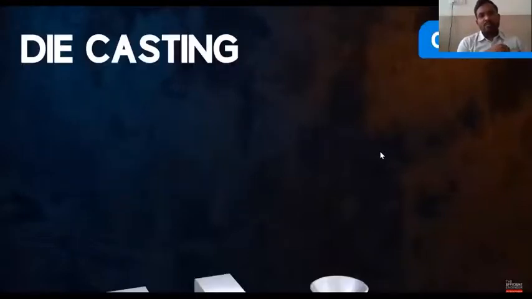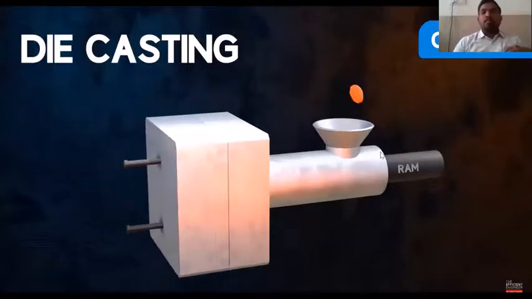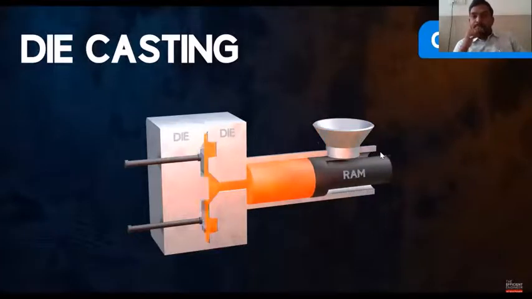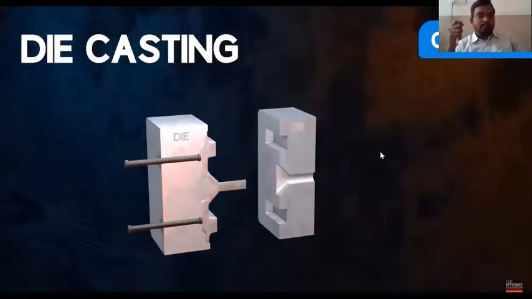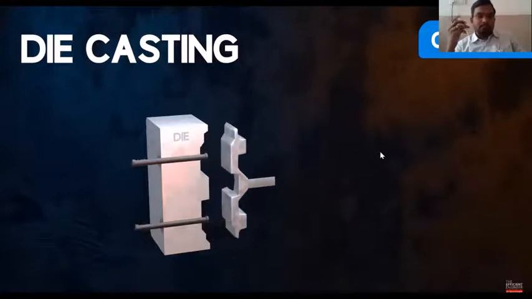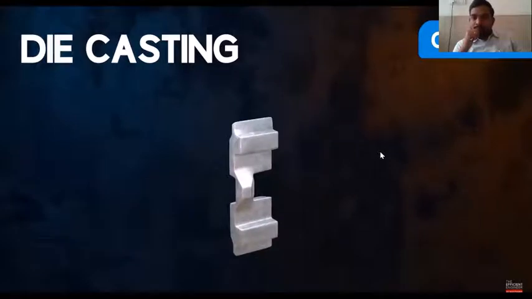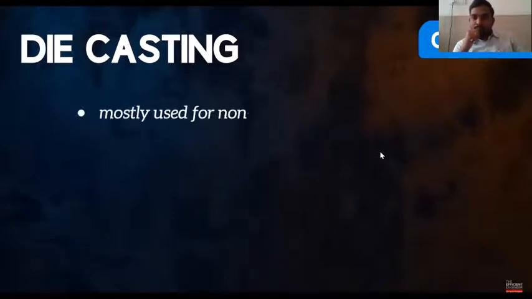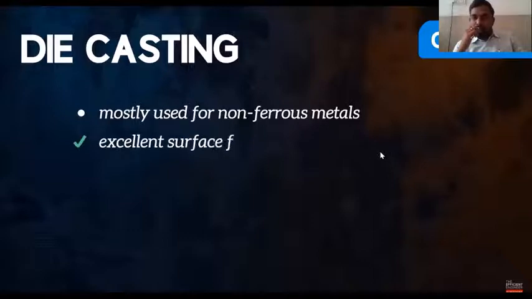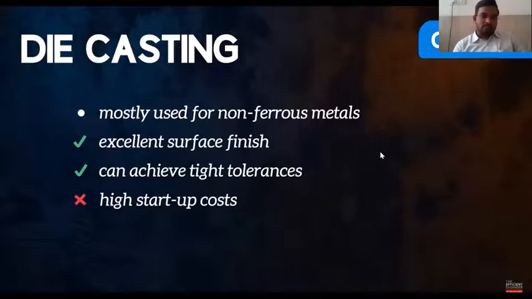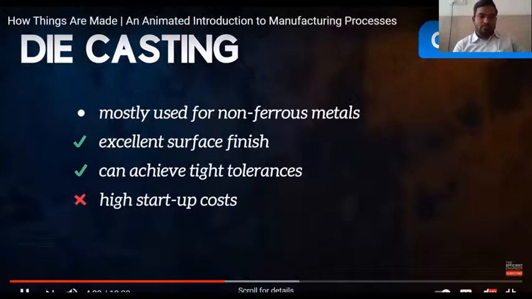In die casting, molten metal is forced into reusable metal dies at high pressure. Once the molten metal has solidified, it is removed from the mold. Die casting is mostly used for non-ferrous metals like aluminum and zinc, which have low melting temperatures. It provides an excellent surface finish and can achieve very tight tolerances. But startup costs tend to be high, so it is only really suitable for large production runs.